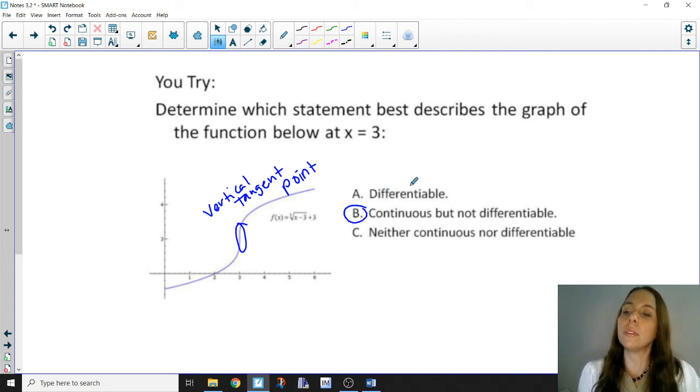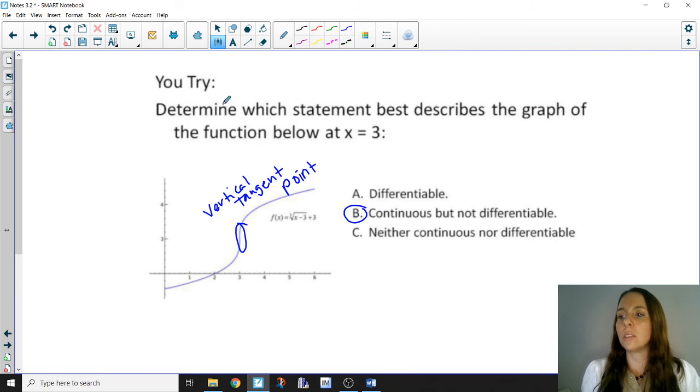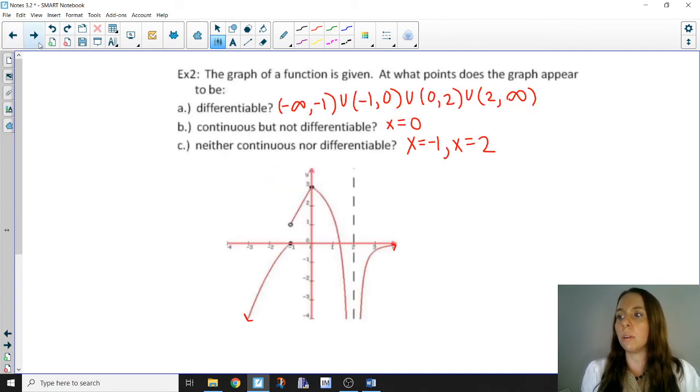That's a little confusing also, just going from this part A, part B, part C, where we answered all of them, to this where you're just determining which statement describes this. I know that's a little confusing, but this is multiple choice where you need to pick one, and this was multiple parts where you need to do them all. Hope that makes sense.